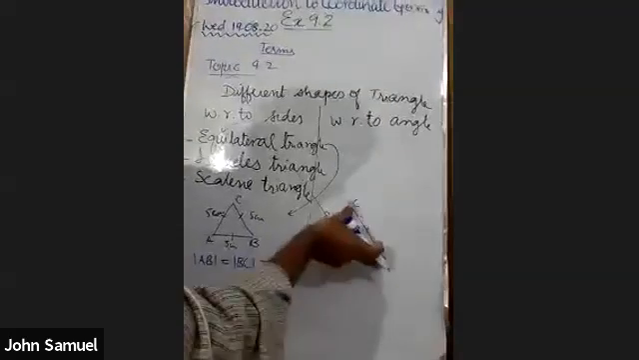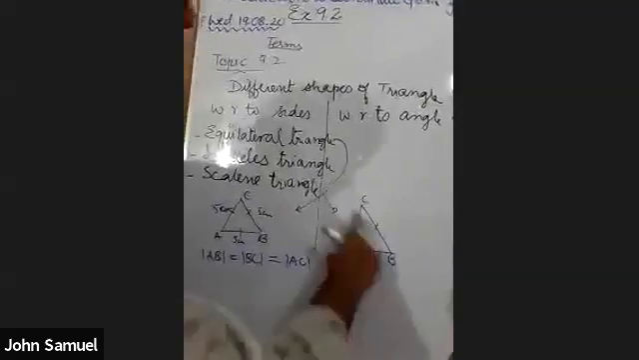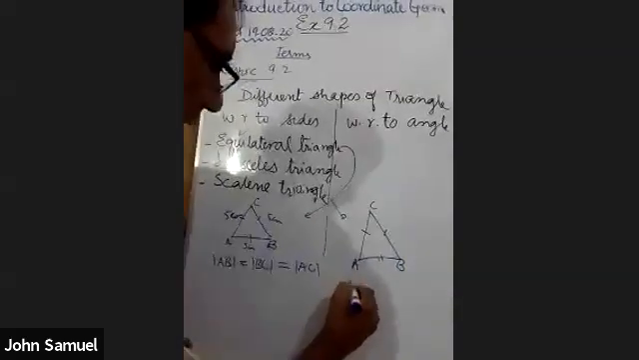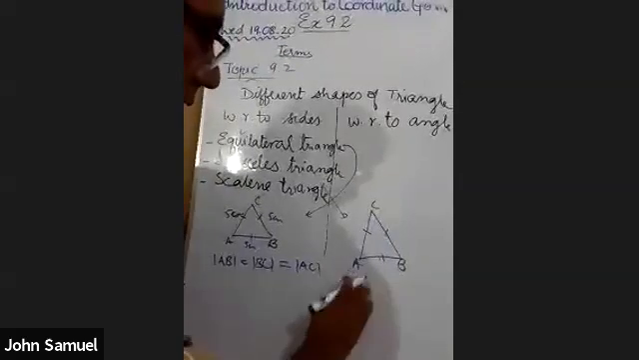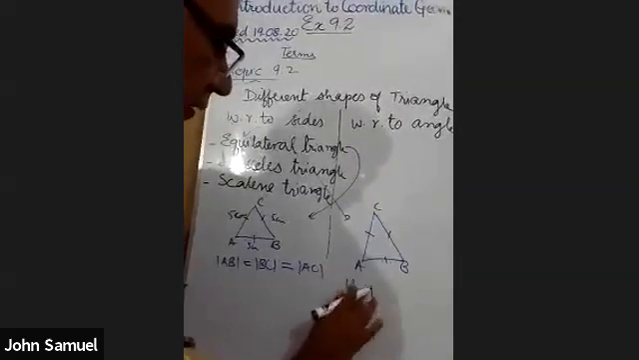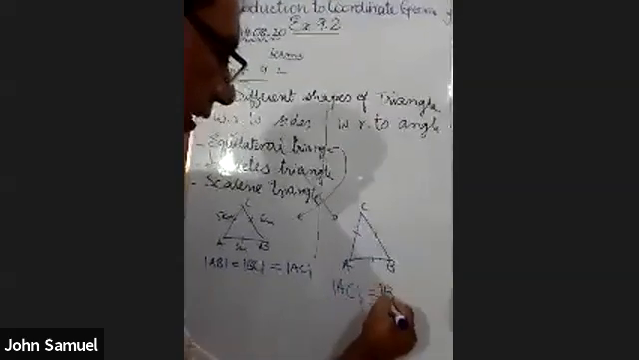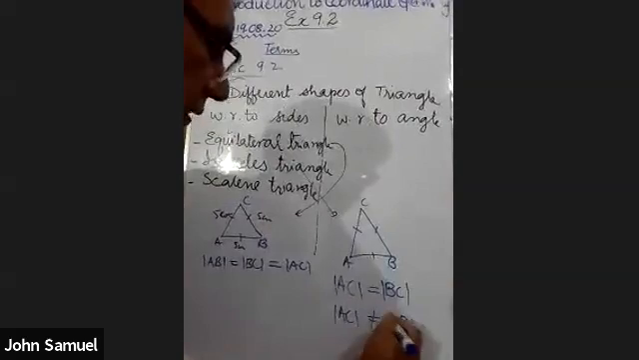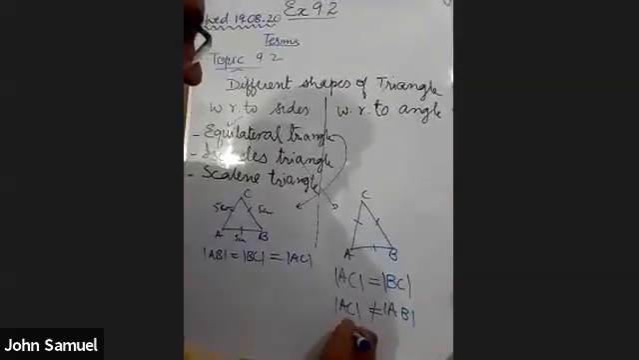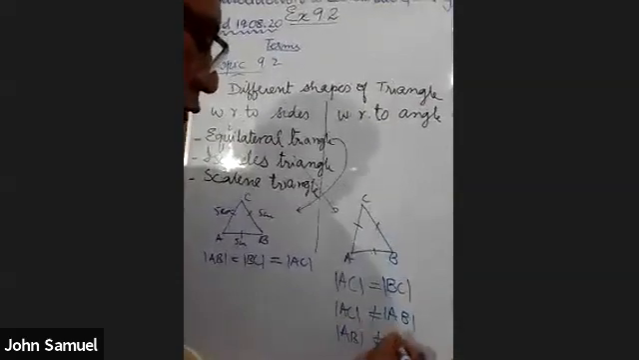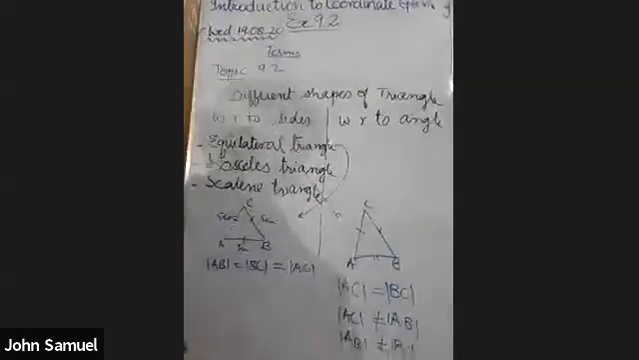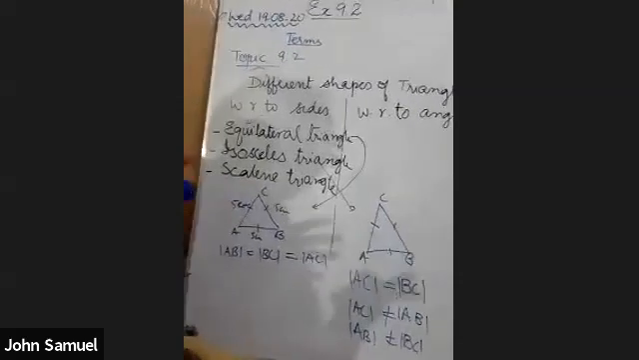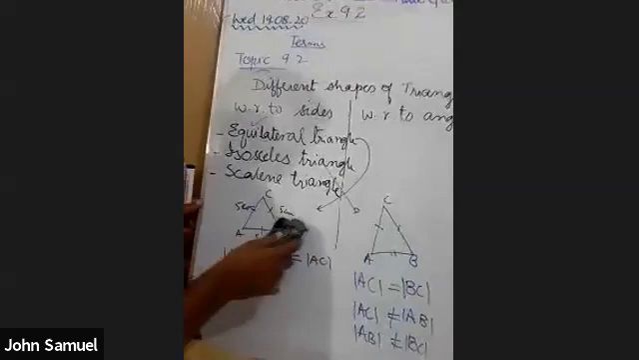When two sides are equal, it may be like this, it may also be like this. This side and this side are equal, and this one could be different. We can write it mathematically: AC distance is equal to BC distance, whereas AC distance is not equal to AB distance, or we can say AB distance is not equal to BC distance. So if two sides of a triangle are equal in length and the third is not equal in length, we say this is an isosceles triangle.